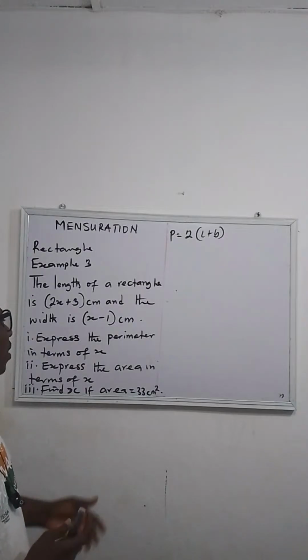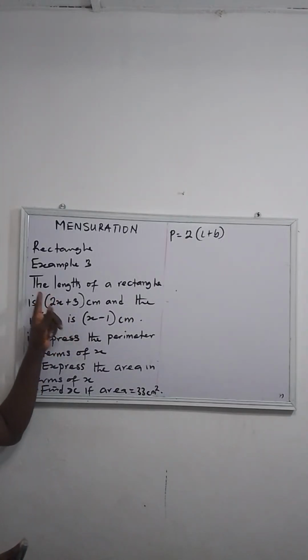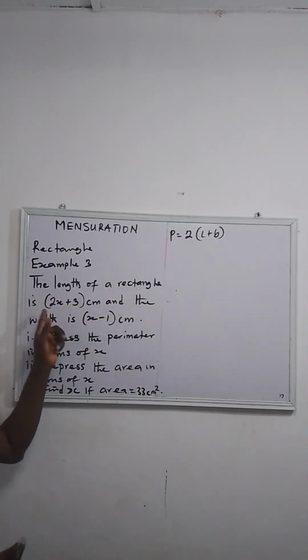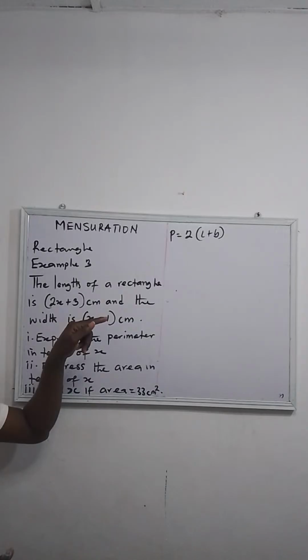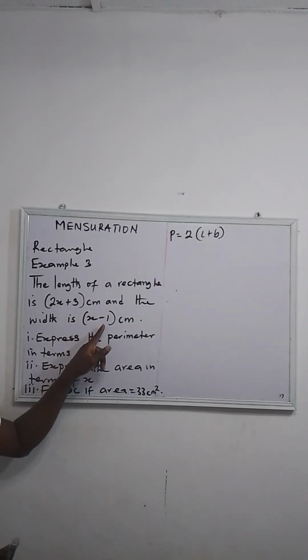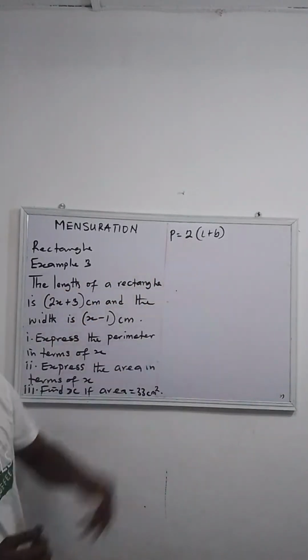All right. So now in the question, we have been given the length. The length is 2x plus 3, because the question says the length of a rectangle is 2x plus 3. And what is the width? The width is also the same thing as the breadth. I hope you know that. That's x minus 1. So let us plug in these values into this equation.